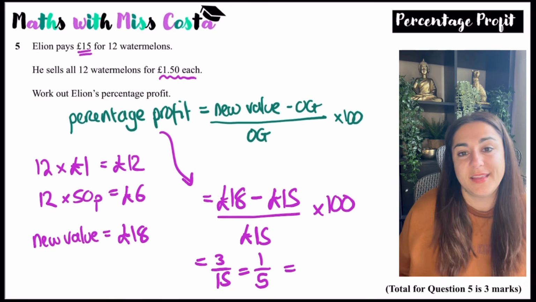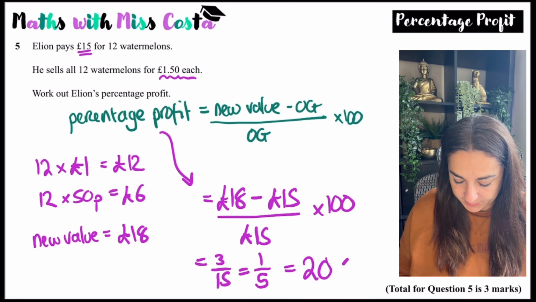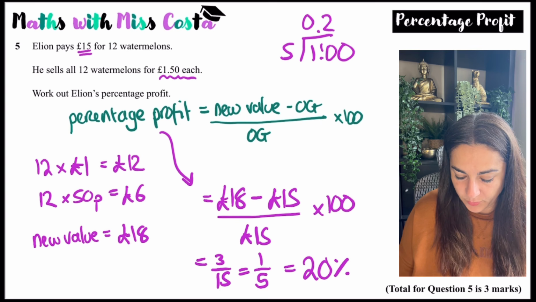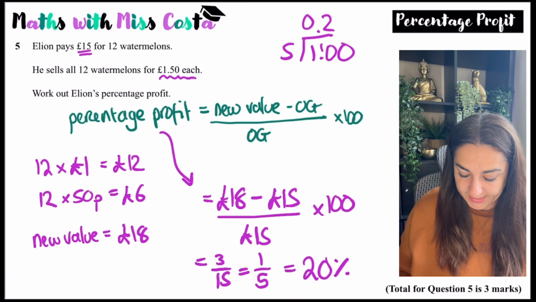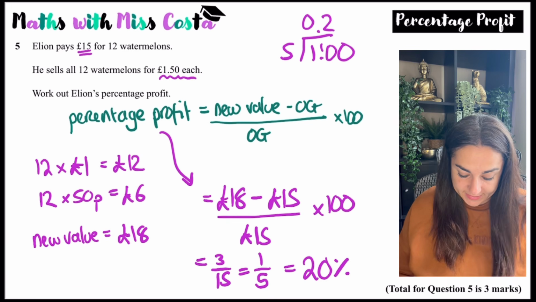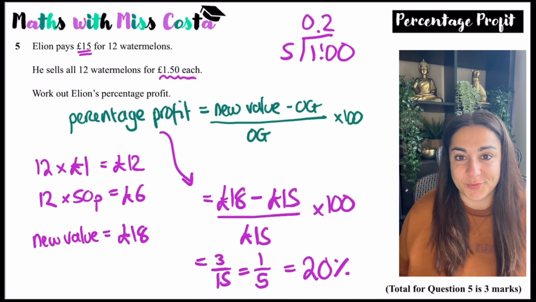And then 1/5, if you didn't know that it was 20%, you could have done 1 divided by 5, turned into a decimal. So 5s into 1 don't go, 5s into 10 go twice, and then you've got your decimal. Times it by 100 to turn a decimal into a percentage. But yeah, that's how we do percentage profit.